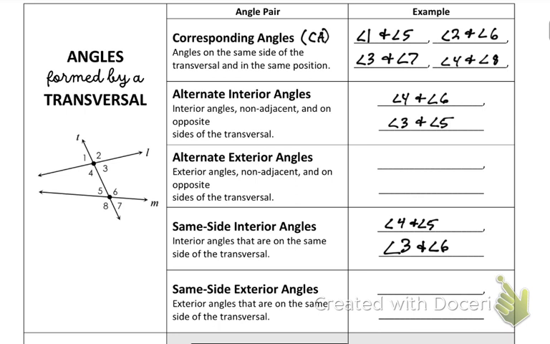All right. My next one is alternate exterior angles. So alternate interior angles were like 4 and 6, 3 and 5, because they're on the inside. Exterior, the only thing we have to change is they both must be on the exterior now. What could be an example of alternate exterior angles? Could we get someone new to take a shot? Otherwise, I'll just randomly pick on someone.